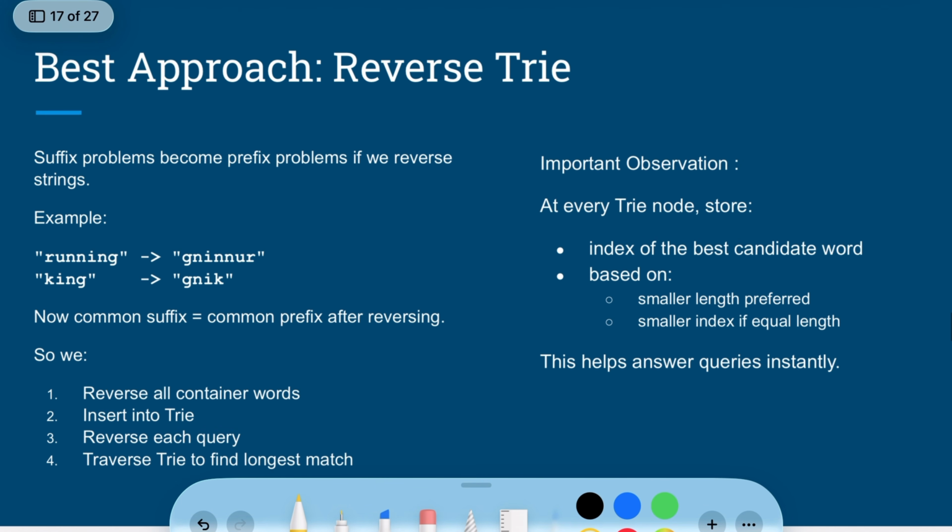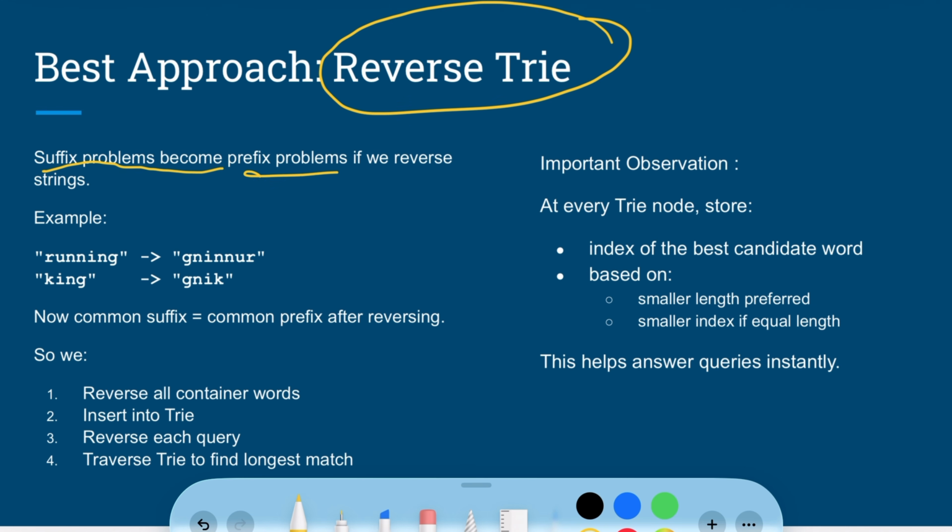Okay. Now let's talk about the best approach, the reverse trie that we were talking about. Basically, the suffix problem becomes a prefix problem if we reverse the string. Means if the given string is this, if we reverse this, right? So basically, a common suffix is a common prefix after reversal, right? So we reverse all the container words, then insert into the trie, then reverse each query, and then try to find the longest match.